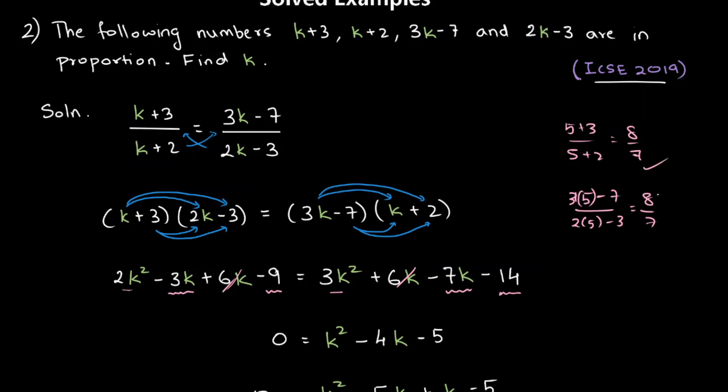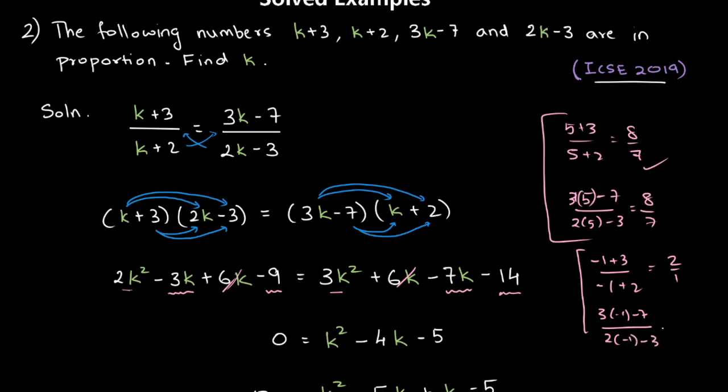So this holds up. When I substitute k is equal to minus 1, what I get is minus 1 plus 3 upon minus 1 plus 2, which is 2 upon 1. And here it is 3 into minus 1 minus 7 upon 2 into minus 1 minus 3, which makes it minus 10 upon minus 5, which is also 2 upon 1. So this holds up as well, right?